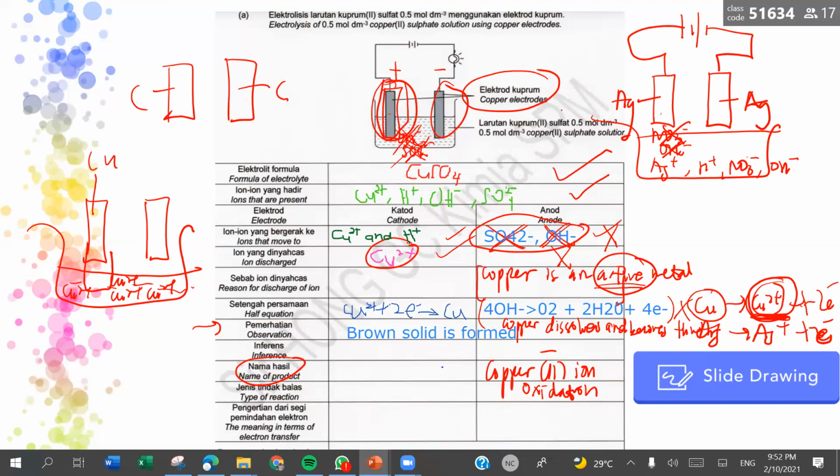Very good. So my equation is correct. My brown solid is formed. What is the name of my product? Quickly. Copper metal. Okay, copper metal. Copper is also very good. And here obviously will be reduction.